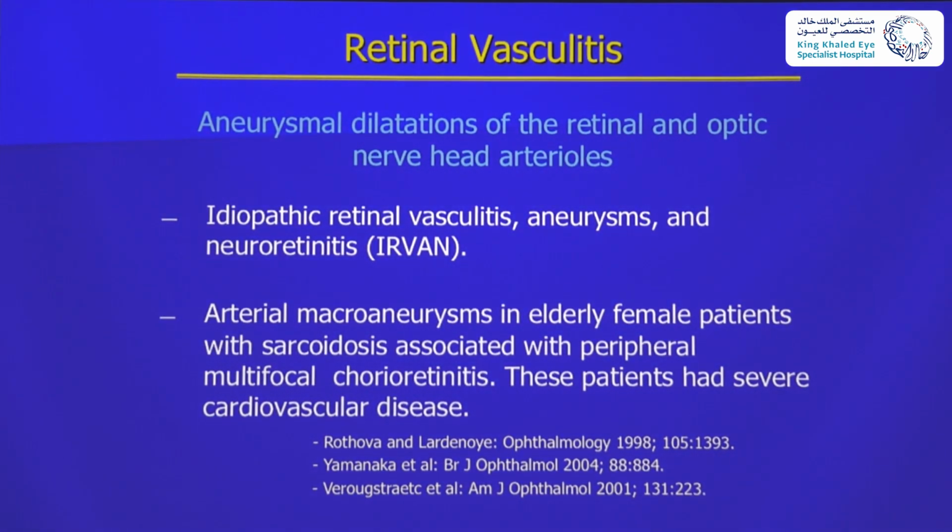Now, if during your examination you see that the retinal vasculitis is associated with aneurysmal dilations involving the retinal arterioles, there are only two possibilities: IRVAN, or idiopathic retinal vasculitis, aneurysms and neuroretinitis, or sarcoidosis. Patients with sarcoidosis can have retinal arterial macroaneurysms, mainly in elderly female patients, associated with sarcoidosis, multifocal choroiditis.